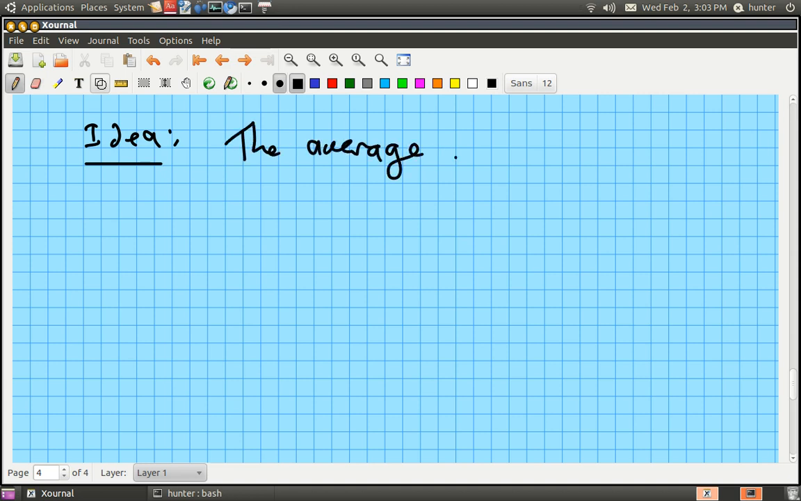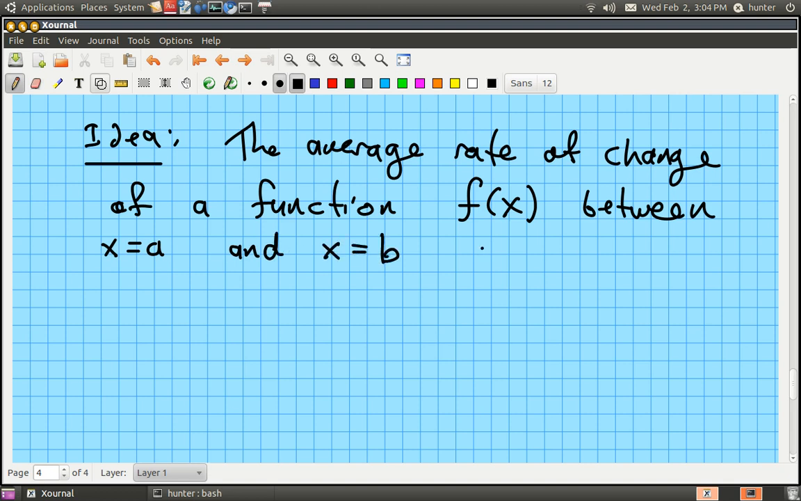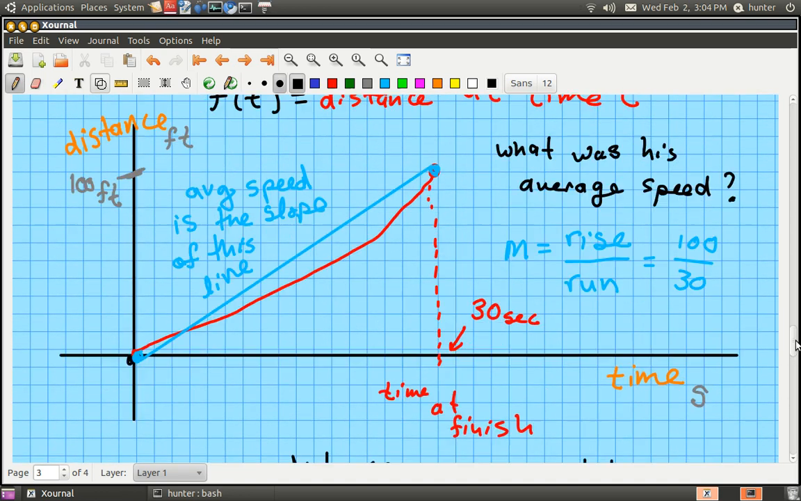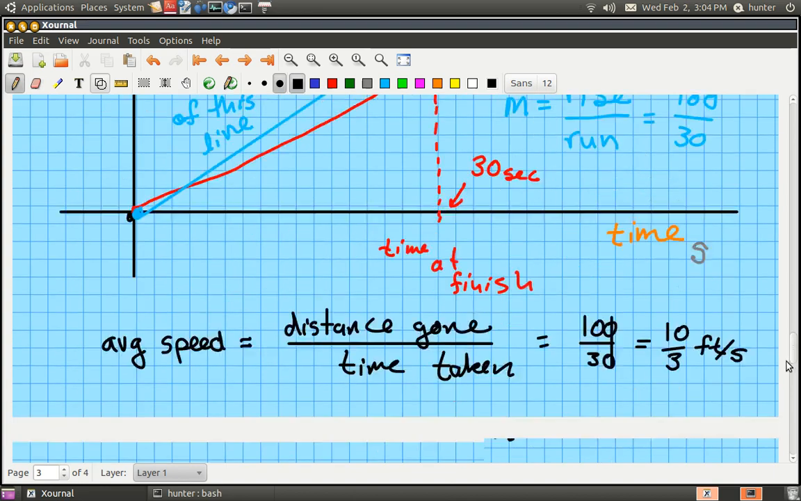Okay, so the average rate of change, just think of it as the speed if you want, of a function, any function whatsoever, so let's just call it f, and now f is just standing for any function, between x equals a and x equals b is, okay, so we said it was the slope of the line connecting the 2 points, and what is that? That's always just the rise over the run.